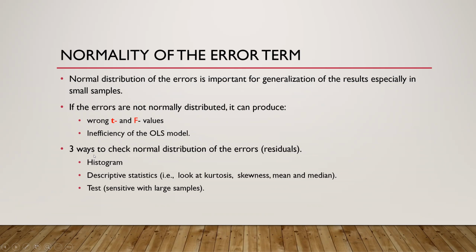We can check whether the residuals are normally distributed in three ways in STATA. We can use a histogram just to see the structure of the distribution. We can look at the descriptive statistics, for example kurtosis, skewness, mean, and median. To have a normal distribution, kurtosis should have a value around 3, and the skewness should have a value around 0. And you can also compare the mean and median to see whether they're the same. A normally distributed error or any variable should have mean and median around the same value. They should be around the same value. The perfect one is to have the same value.